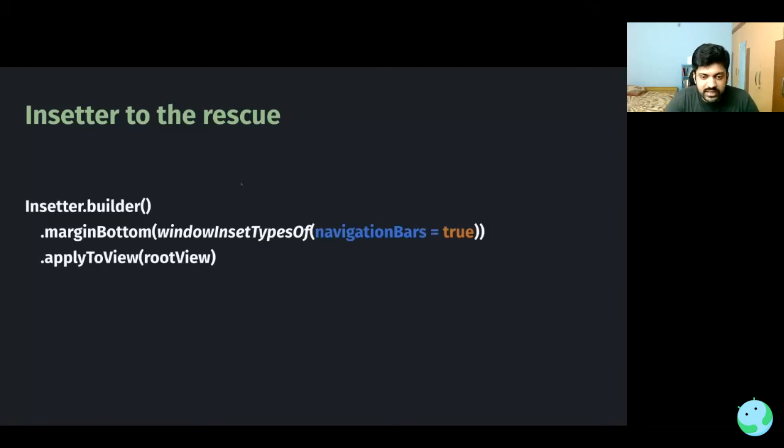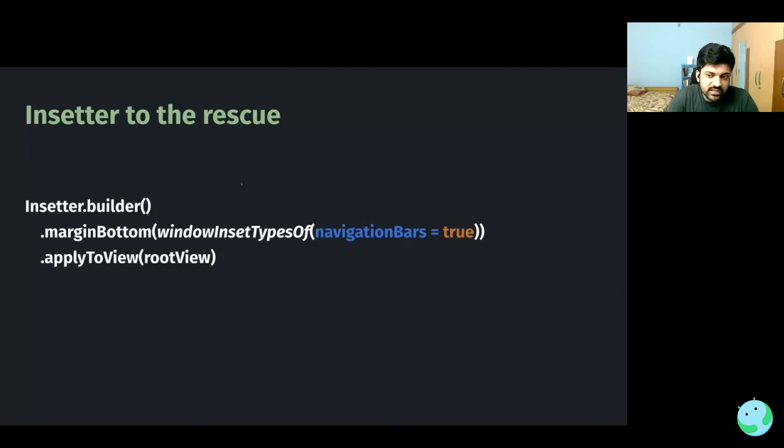This is where the Insetter library comes to the rescue. It's a very handy library by Chris Banes, and you can see an example of it. Exactly whatever we did earlier, we can do right now with just this much code using a builder pattern. You can call marginBottom on the builder to specify what kind of margin you want to apply, and call the windowInsetTypes method with a parameter corresponding to the inset type you want.